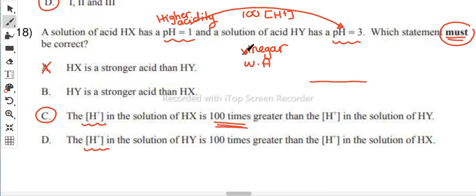Remember that according to the pH scale, the difference between one number and another is a factor of 10. So if this is a 10, this is a 10. In total, this is considered as being 100 times different.